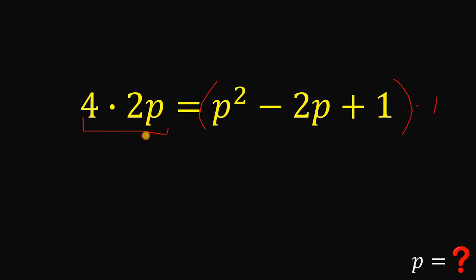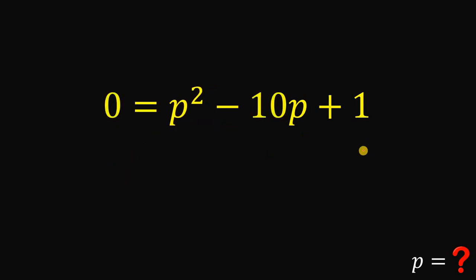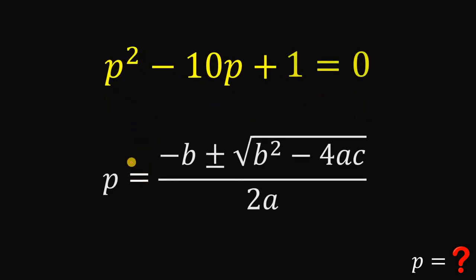Alright, now let's simplify. 4 times 2p, this will give us 8p. And now what we're going to do is to subtract 8p on both sides. So this will give us 0 equals p squared minus 10p plus 1. Now, this quadratic equation is not factorable. So what we're going to do is to use the quadratic formula, of course.